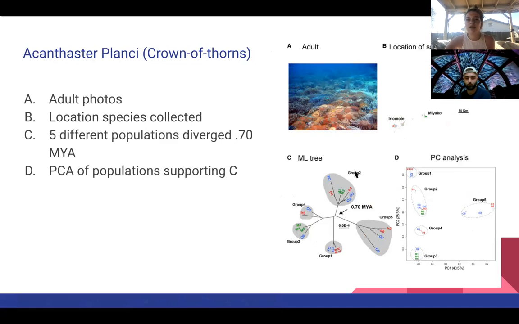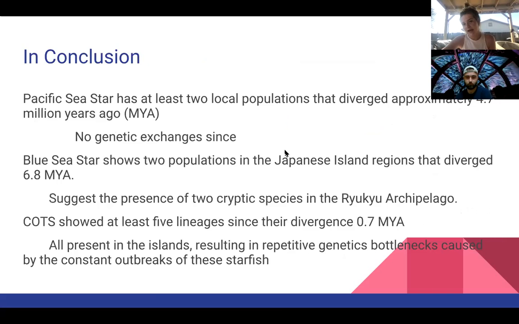And then the crown of thorns, this is the most important part. So those were the 2 controls of the group to see exactly how these sea stars are being impacted by population genetics. But this one, they noticed that 5 different populations diverged 0.7 million years ago. And obviously, if you look at D, you can see group 1, group 2, group 3, group 4, and group 5. Those are all different species that had diverged 0.7 million years ago. And that's extremely important, which I'll explain in the next slide.